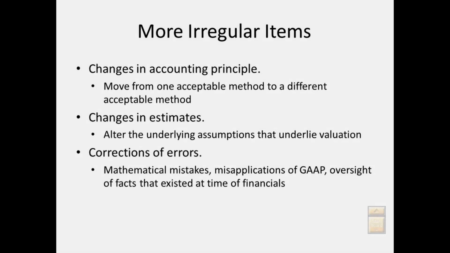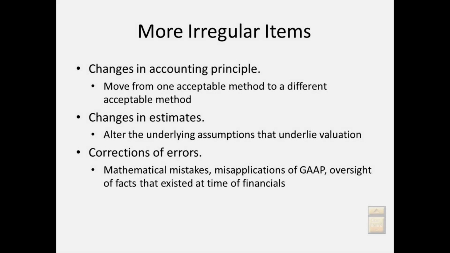Okay, there are a couple of other things that are going to come below this line. One is, if you change your accounting principle, you need to tell everybody, hey, we've changed. Why do you need to tell people you've changed? What is the rule that we're violating? Consistency. We want to be consistent and comparable from year to year. If we're not, we need to tell people.